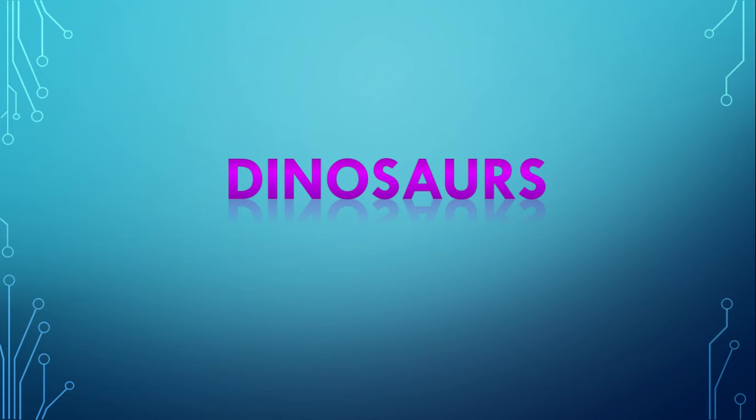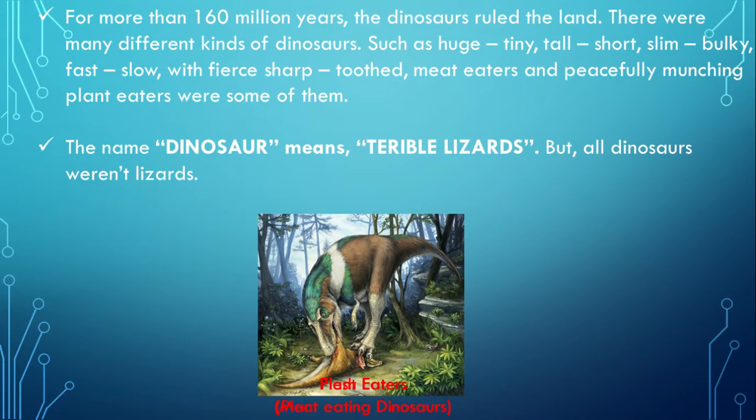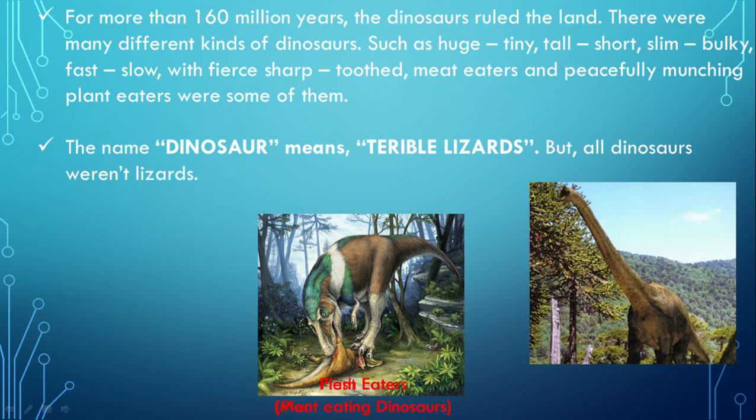Next, we come to the important point of this video: dinosaurs. The dinosaurs ruled the land for about 160 million years. There were many different kinds of dinosaurs, such as huge and tiny, tall and short, slim and bulky, fast and slow, with fierce sharp-toothed meat-eaters and also peacefully munching plant-eaters among them.